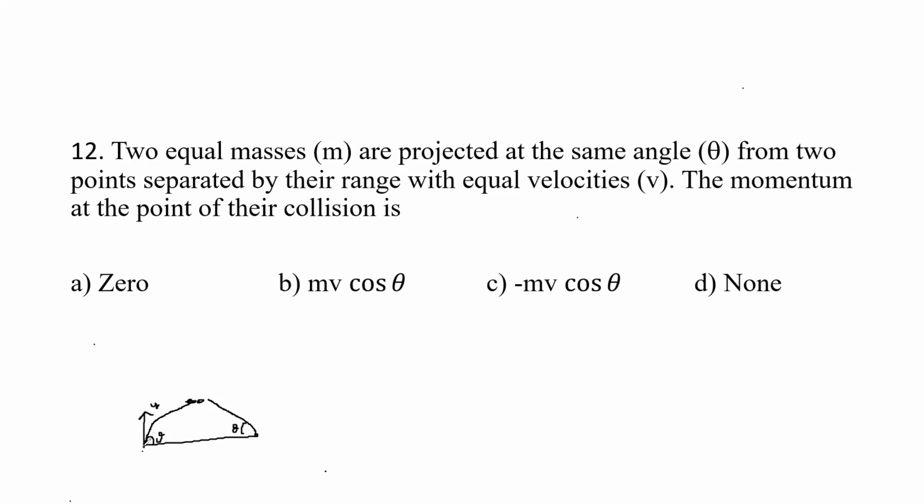So the net momentum of the system will be, what? It is 0. Why? Because at the highest point the final velocity is 0, therefore at this point the momentum becomes 0, right?